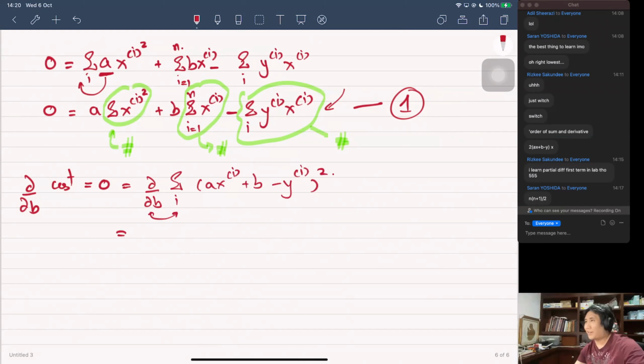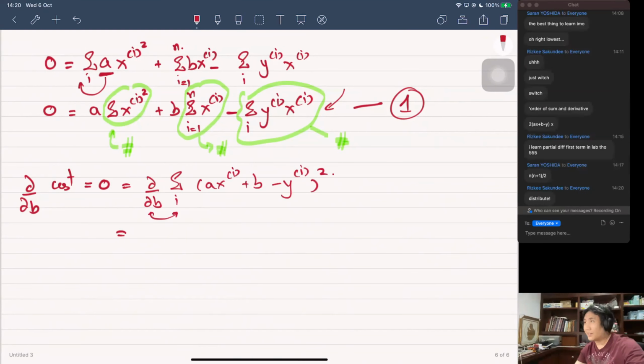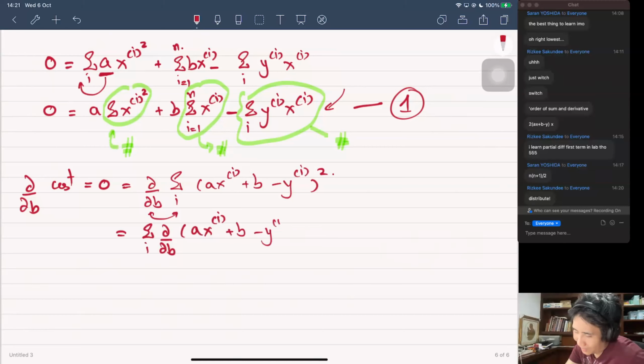Are you guys with me so far, though? You guys are awfully quiet. Distribute. Okay, that also means switch, right? The sum over i of d by db of axi plus b minus yi, and then square. And that is something very easy. It's going to be 2 times axi plus b minus yi. And d by db of b gives you 1, so multiply that by 1.